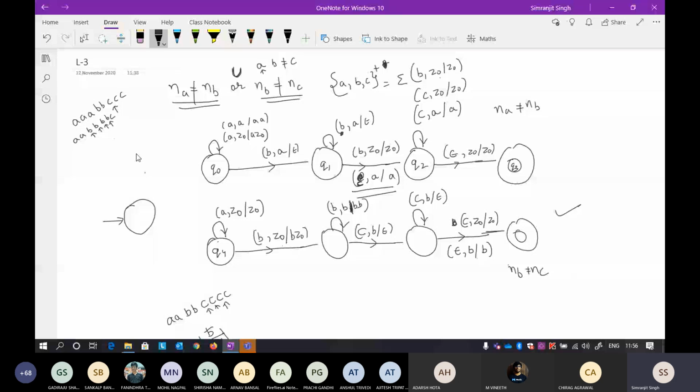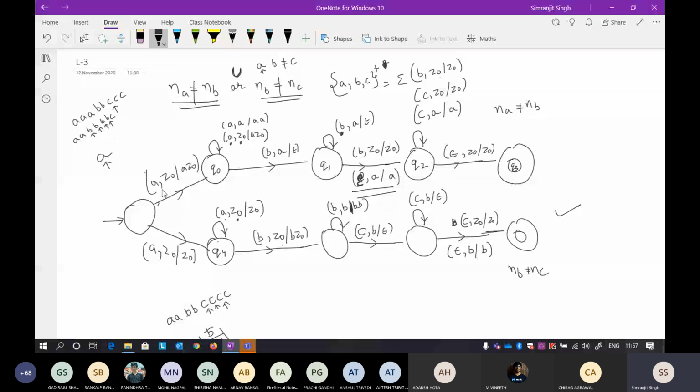First of all, if you're seeing in both the cases, a will always come. So in one case you're seeing a and Z naught, and here there is also a and Z naught. So I think you can combine these two states into one. How can you combine this one? I'll say that on a and Z naught, I will push a onto the stack. In this particular question, on a and Z naught, I will do nothing.